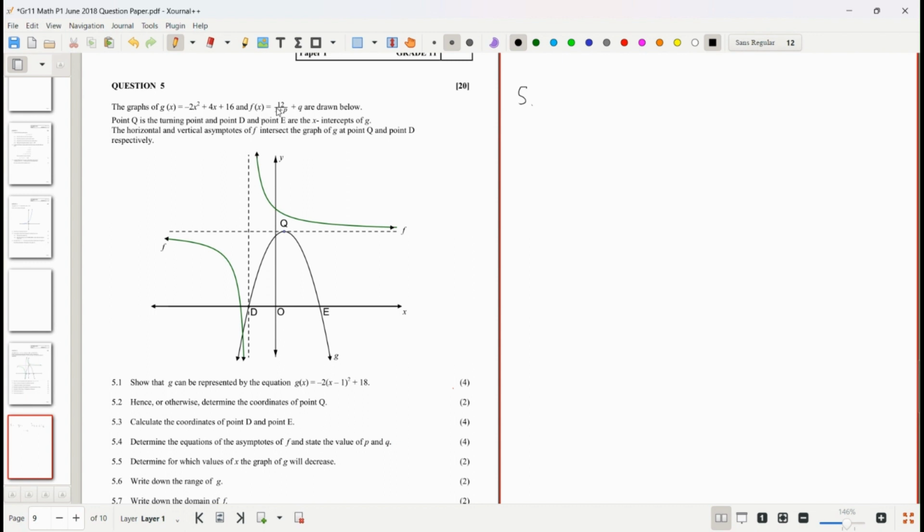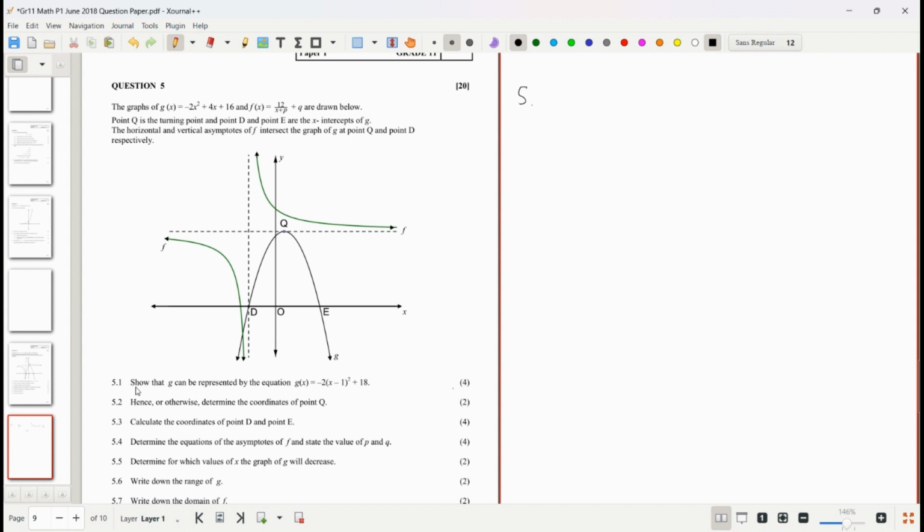And then f of x, you see you have 12 divided by x plus p and then plus q. Just because you are dividing by x here, it must give you a clue that we're dealing with a hyperbolic function here. So the first question, they tell us what?